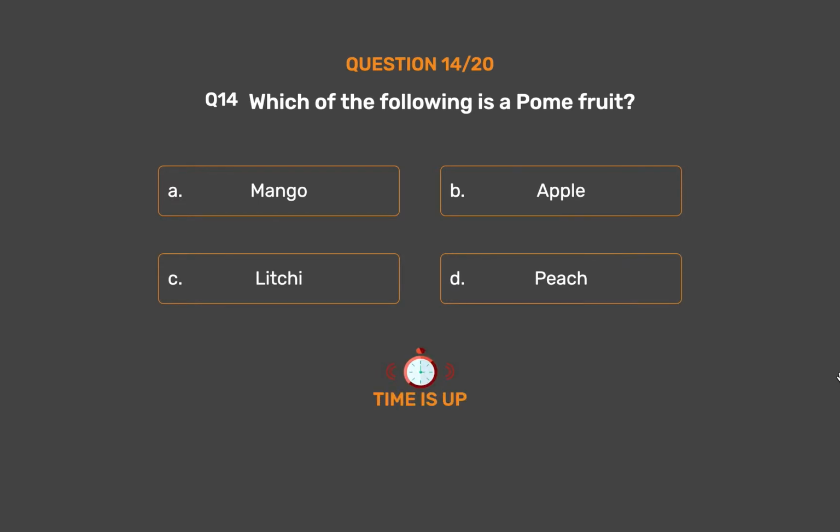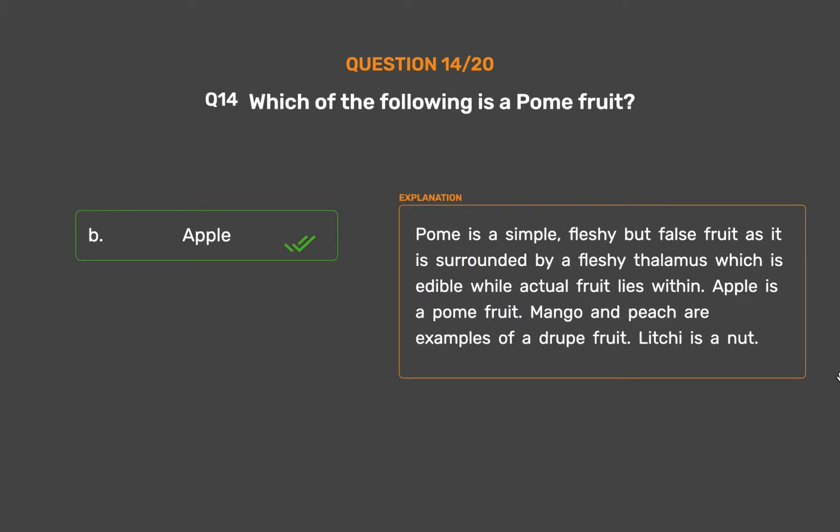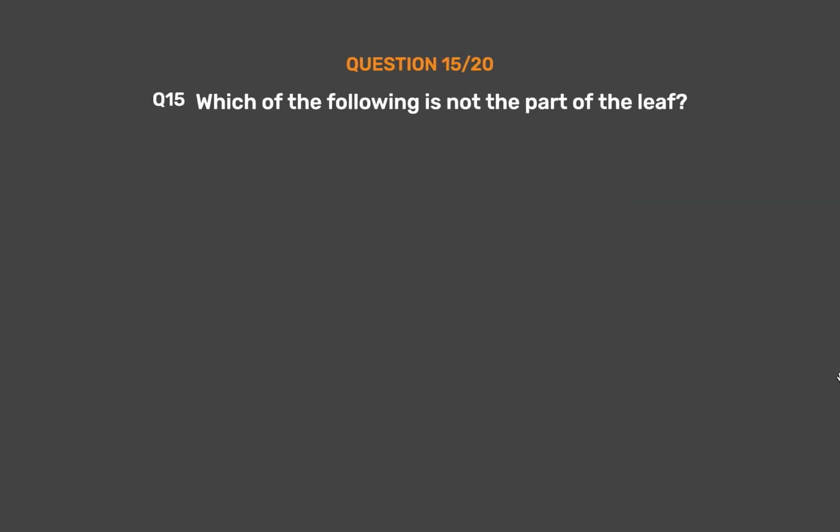The correct answer is option B. Apple. Pome is a simple, fleshy but false fruit as it is surrounded by a fleshy thalamus which is edible while actual fruit lies within. Apple is a pome fruit. Mango and peach are examples of a drupe fruit. Lychee is a nut.